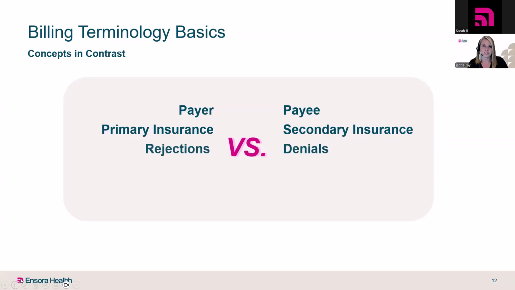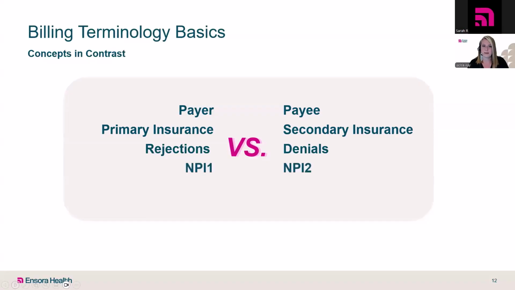Then we have rejections and denials. Rejections usually happen at the clearinghouse level. Once the claim gets sent to the clearinghouse, if it doesn't pass all of its checks, it gets rejected there and sent back. A denial happens after the insurance actually processes the claim and deems it not payable.